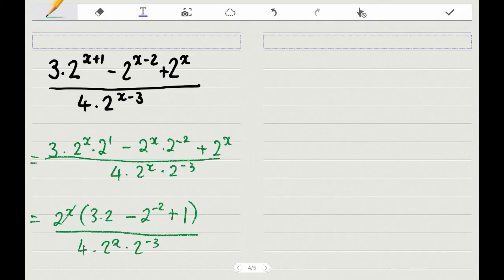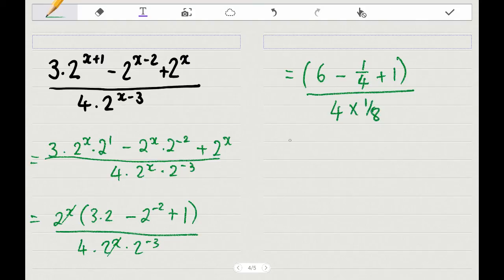Once again, that will cancel now that we have multiplication, and then we simplify. This is 6 minus a quarter plus 1 all over 4 times an eighth. So I'm just simplifying. So this here is 6 3/4, which is 25 over 4. Is it? 24? No, it's not.